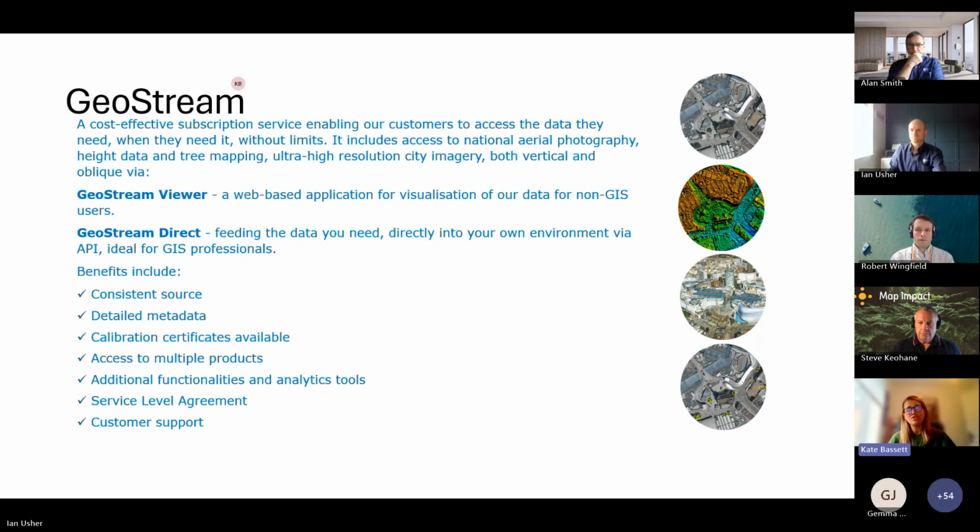Via GeoStream Direct, you can get access to our 12.5 national imagery plus our 5 centimetre urban imagery, our national tree map, our photogrammetric DSM and DTM. And the key benefits are one central data source for company-wide use, no local storage needed, and the APIs are continuously refreshed, so you always get the most up-to-date data.